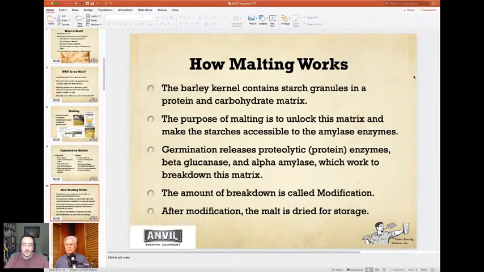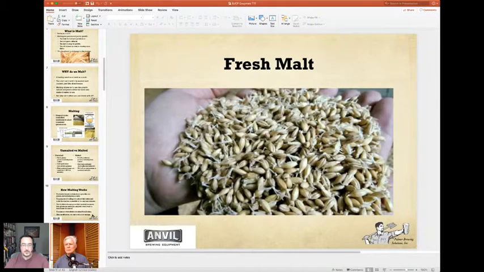So during malting, what we do is we start breaking that matrix down, and we render those cell walls, break them down. We reduce that beta glucan into other non-glucan particles. And after malting, about 70% of the protein is rendered soluble.